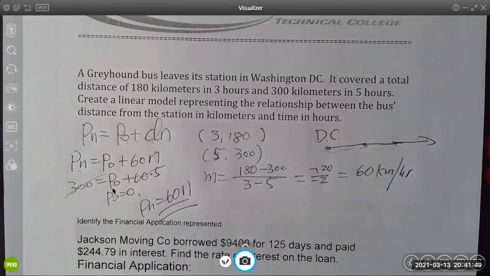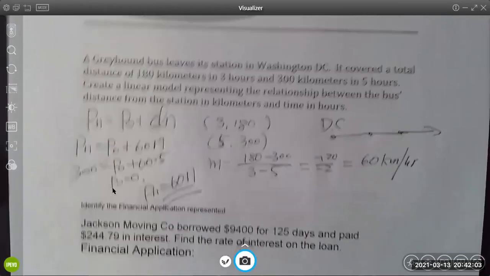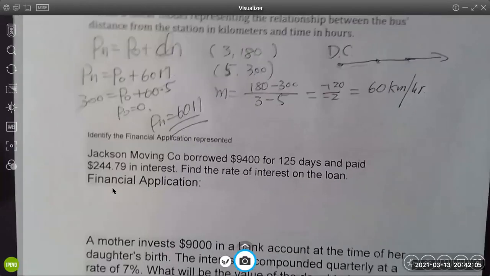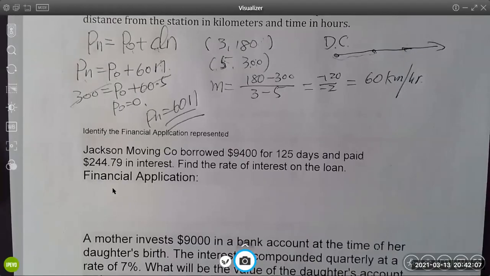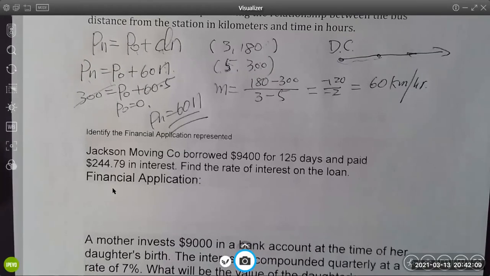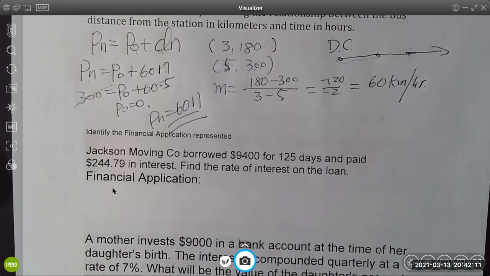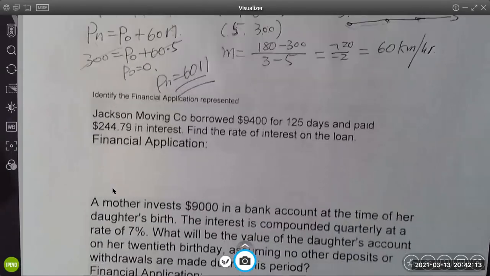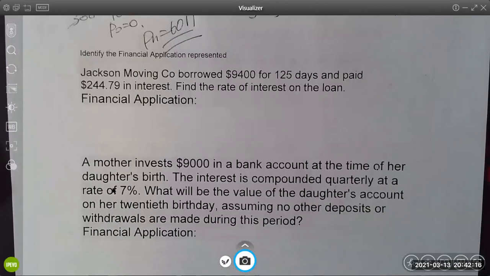Since both examples have P0 equals 0, people tend to think P0 is always 0. It's not true. I just want to mention that because all of our homework problems are designed in this way, which will result in P0 equals 0, but that doesn't mean P0 is always 0. Okay, now let's move on to the next type of problems.